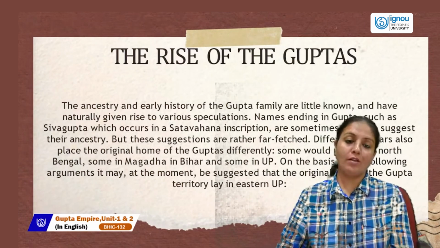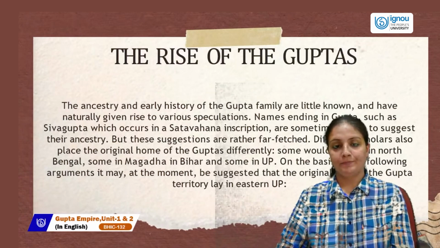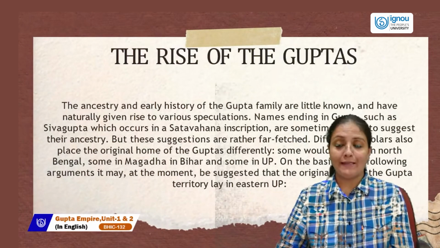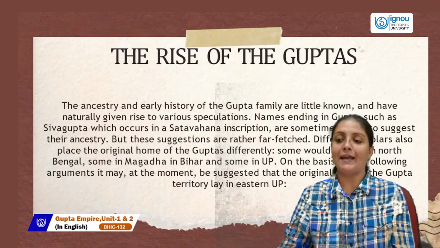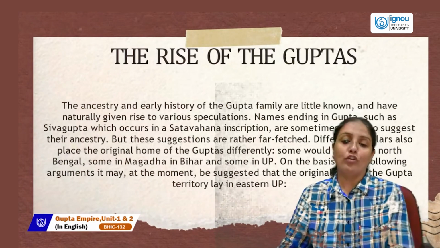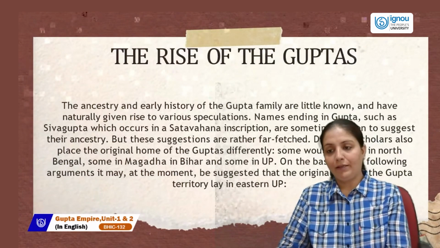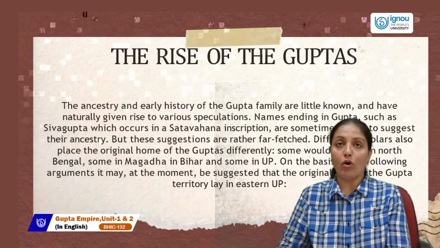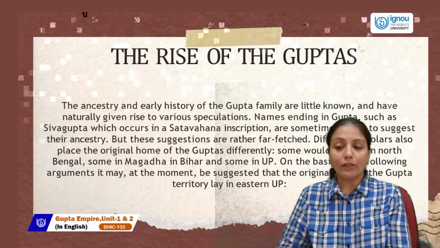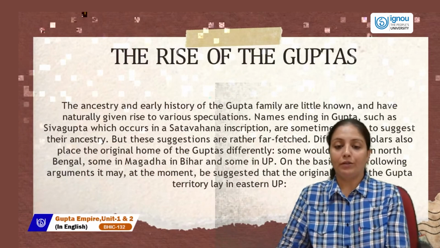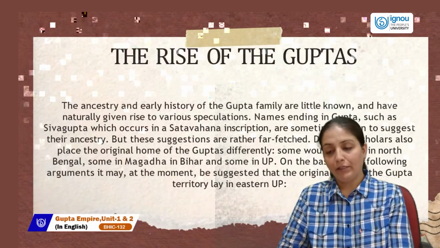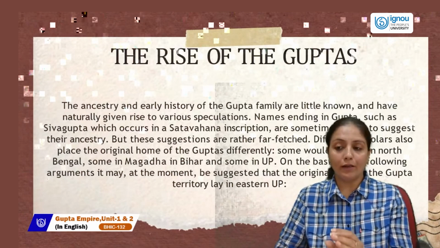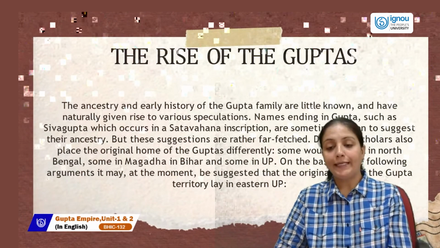Different scholars place the original home of the Guptas differently. Some place it in North Bengal, some in Magadha in Bihar, and some in UP. Scholars have hotly debated the origin of the Guptas. On the basis of the following arguments, it may at the moment be suggested that the original core of Gupta territory lay in eastern UP. After the debates, the decision is that the Guptas originated from eastern UP.